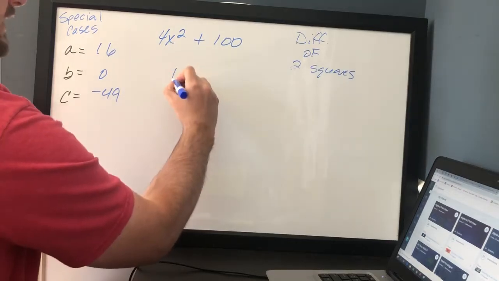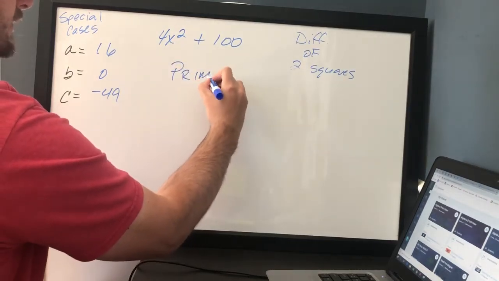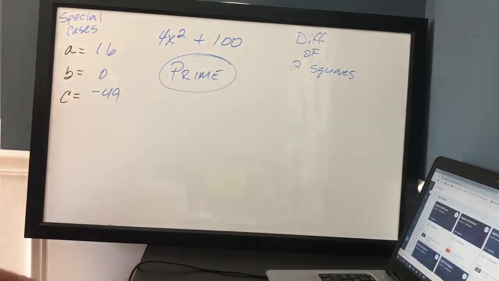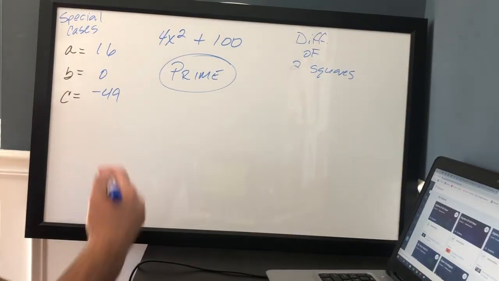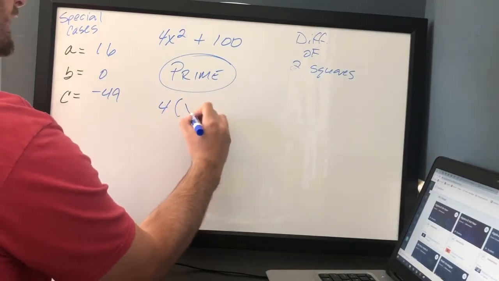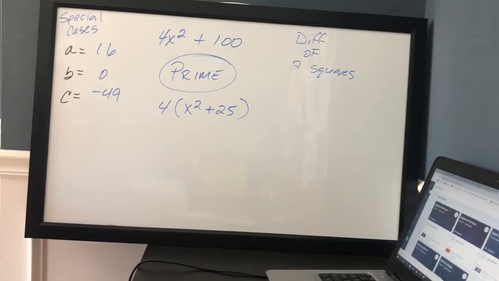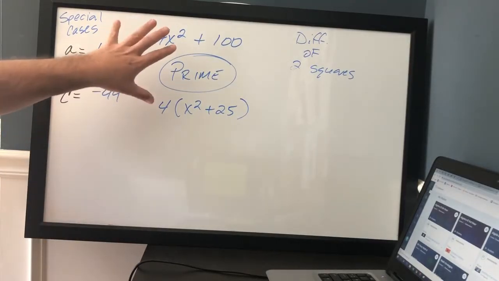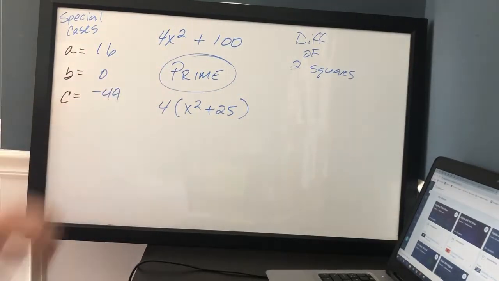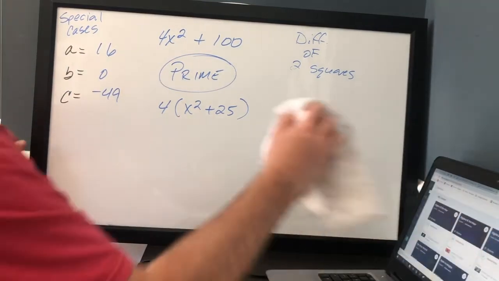Okay, so what you would say is if something cannot be factored, it is said to be prime. Okay? Prime means it can't be factored. Only thing you could do with this is you could write it like this if you wanted to. Divide everything by 4. All right? So if you cannot factor something, you say that that is prime. All right? So that's the difference of two squares.